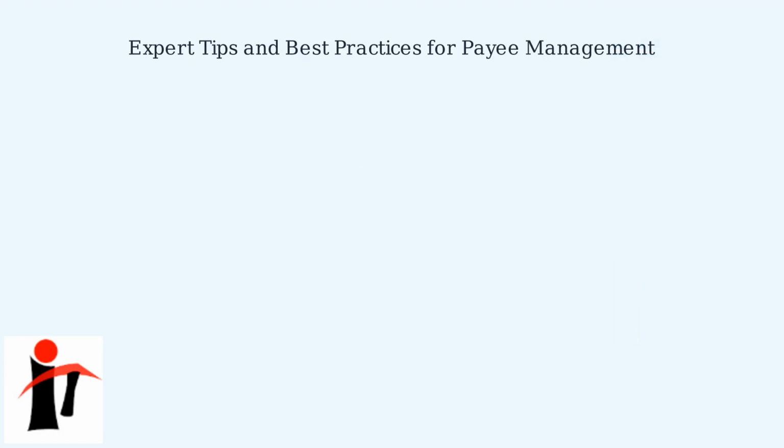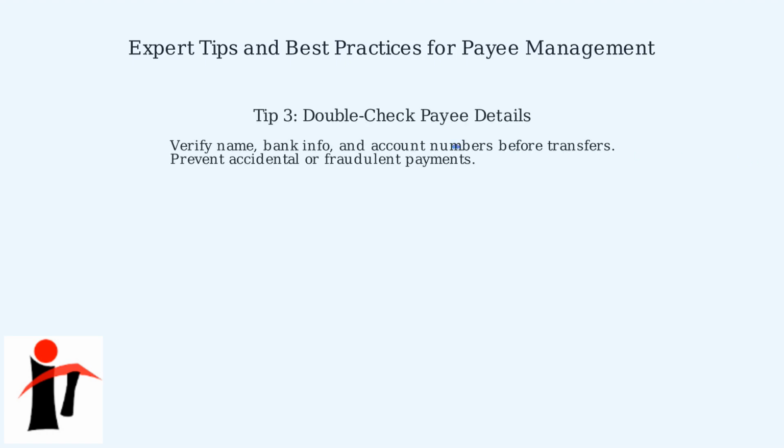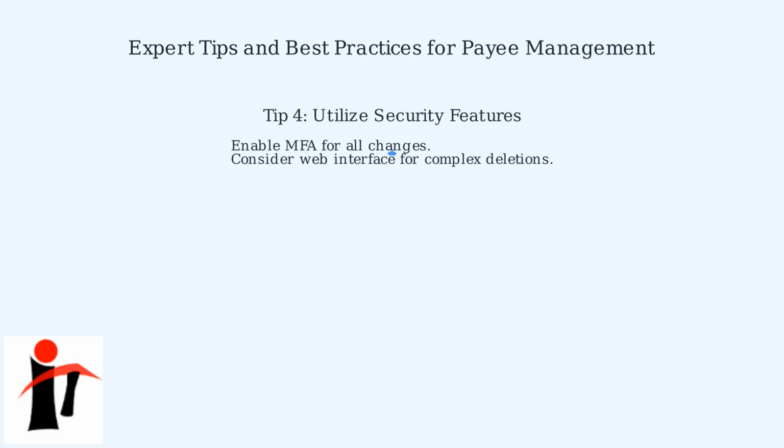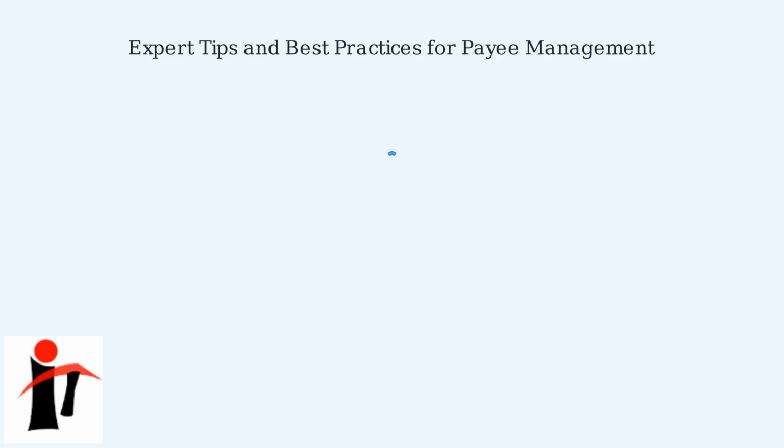According to the FBI, 40% of wire fraud cases involve manipulated payees, and routine deletions could reduce your personal risk by up to 30%. Always double-check payee details including name, bank information, and account numbers before initiating any wire transfer. This simple step prevents both accidental errors and potential fraud attempts. Utilize multi-factor authentication for all payee changes and consider using the web interface for complex deletions, as 60% of users prefer it for better visibility compared to mobile apps.